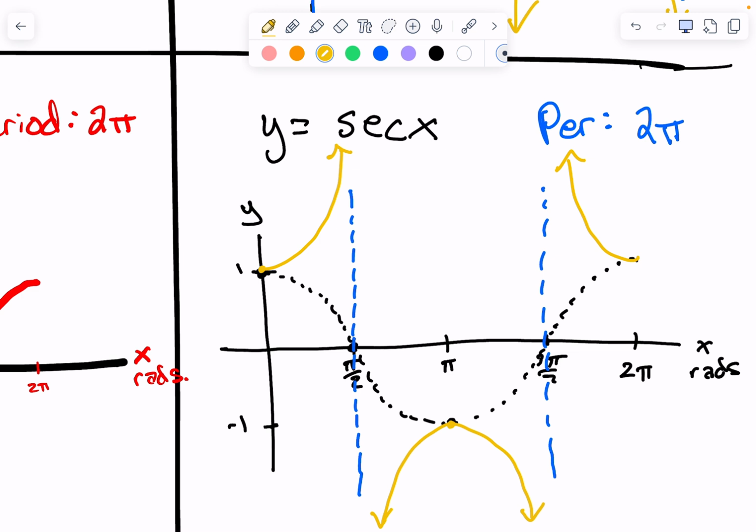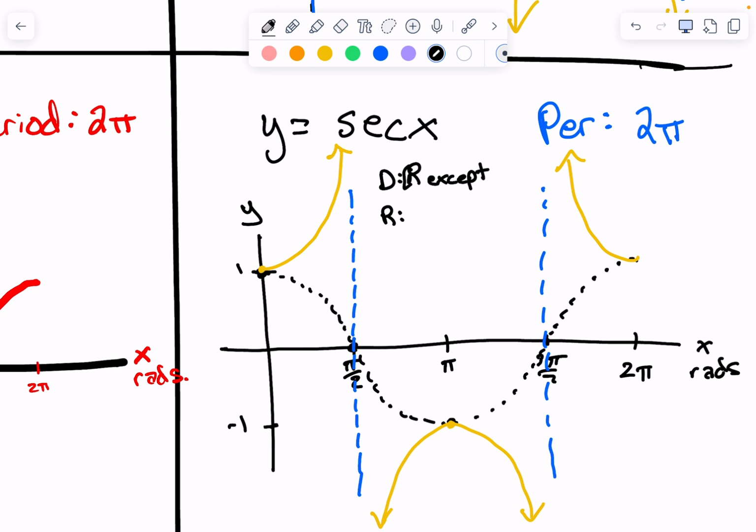Okay. All right. So let's talk domain and range. Domain is left and right. He will go to the left forever. He will go to the right forever. But he is all reals except for... except for what?